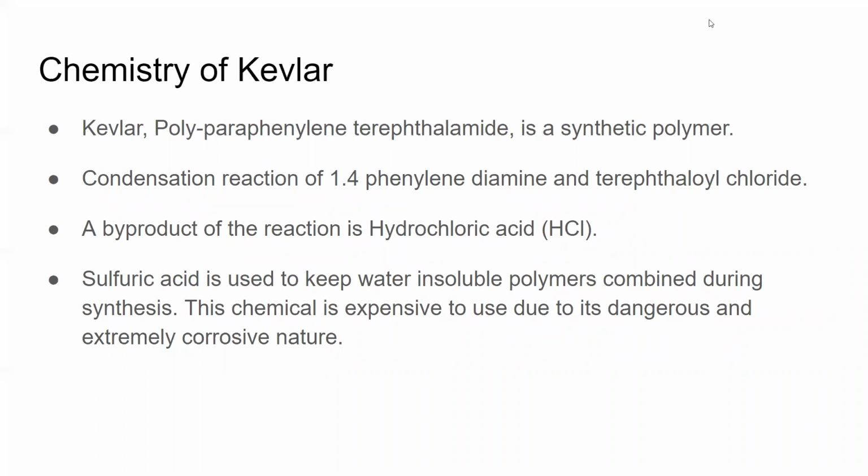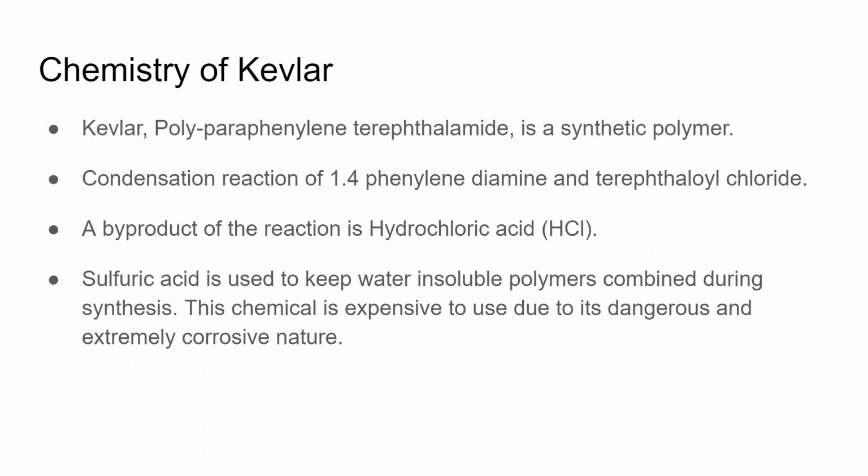The first thing to understand about Kevlar is the chemistry of Kevlar. Kevlar, better known as polyparaphenylene terephthalamide, is a synthetic polymer. It is made in a condensation reaction of 1,4-phenylene diamine and terephthaloyl chloride. A byproduct of the reaction is hydrochloric acid.